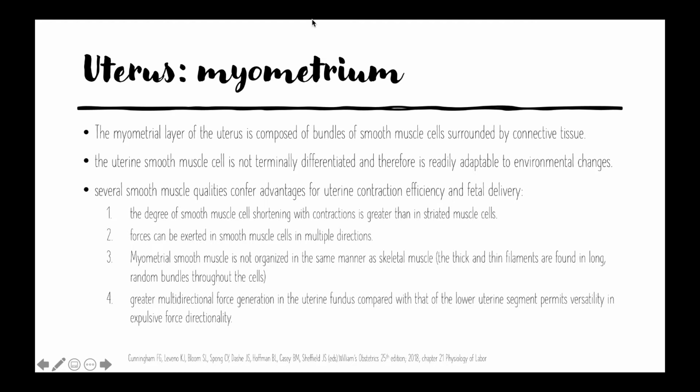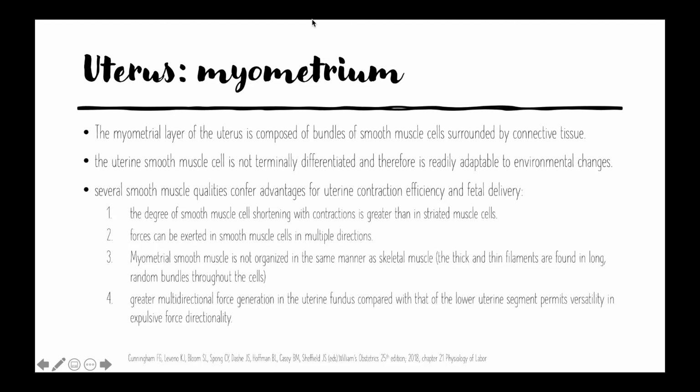So the myometrium, or the myometrial layer of the uterus, is composed of bundles of smooth muscle cells surrounded by connective tissue. And the uterine smooth muscle cell is not terminally differentiated and therefore is readily adaptable to environmental changes. There are several smooth muscle qualities that confer advantages for uterine contraction, efficiency, and fetal delivery, and these are the following. So the degree of smooth muscle cell shortening with contractions is greater than in striated muscle cells, and forces can be exerted in smooth muscle cells in multiple directions.